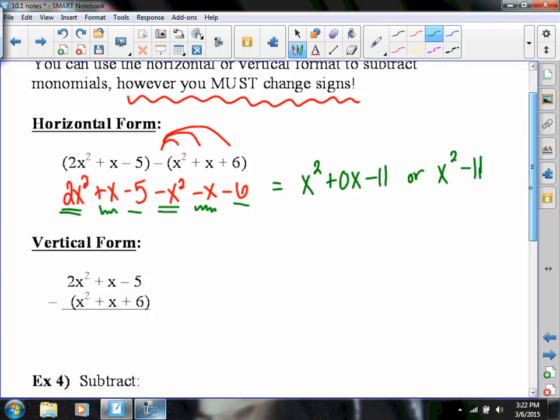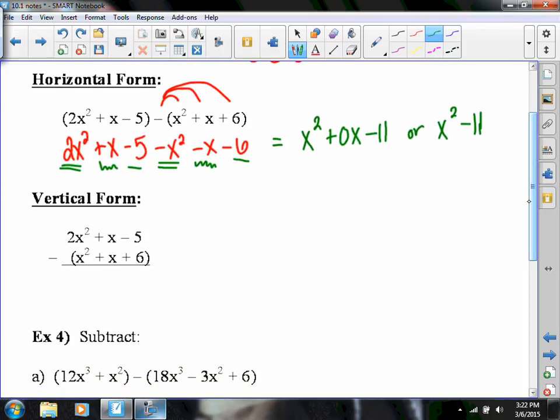And this works with the vertical method as well. Again, the vertical form, you have to have everything in descending order and you have to line them all up in the same columns. Now when you do this though, you just have to remember that you're subtracting each and every one. So I like to put the subtraction out front and then put the whole second term in parentheses so I remember that I'm subtracting every single term in this bottom row.